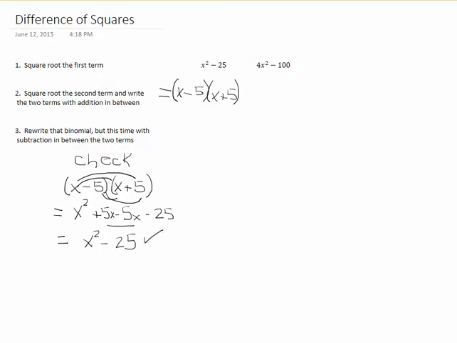A good thing just to point out and remember is that difference of squares can only work when your two perfect squares are separated with subtraction. This does not work for addition. So we'll do another example here.